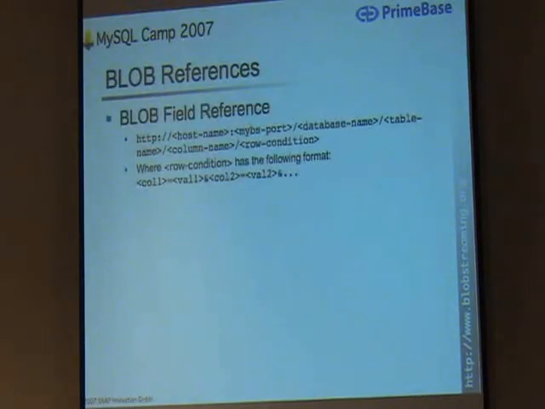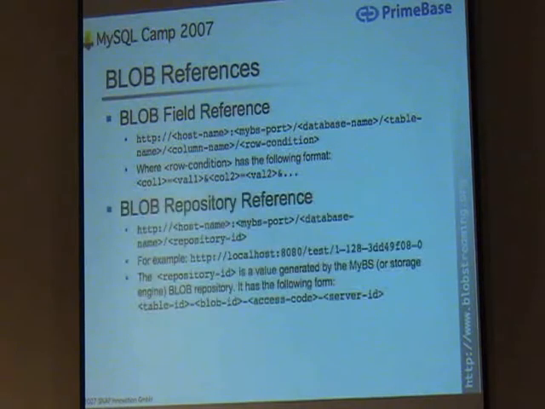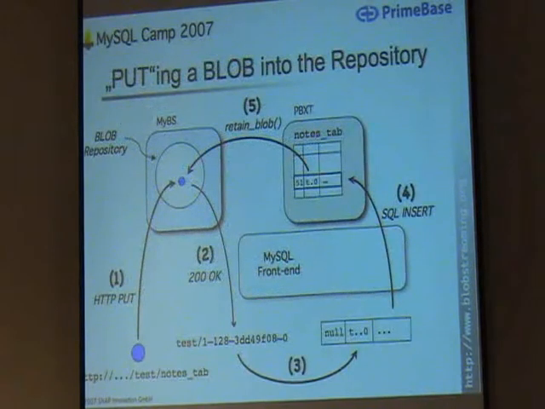Like I said, there are two types of references. I just demonstrated the first type of reference, which is a blob field reference. The other type of reference is a repository reference. I think the best thing for me to do is to just demonstrate, but I'll go through this slide here first.